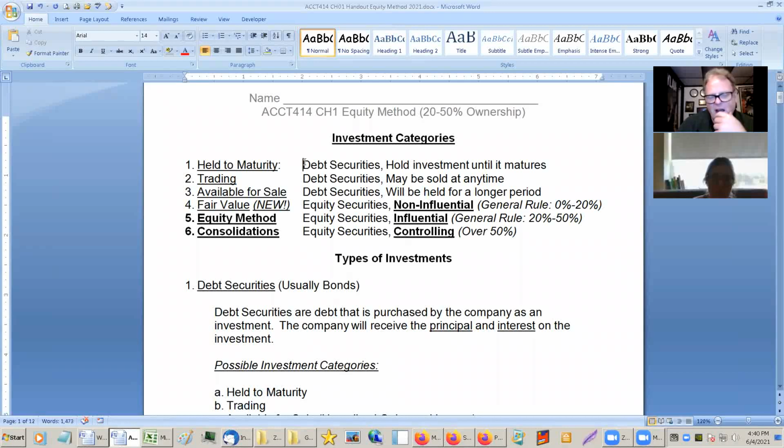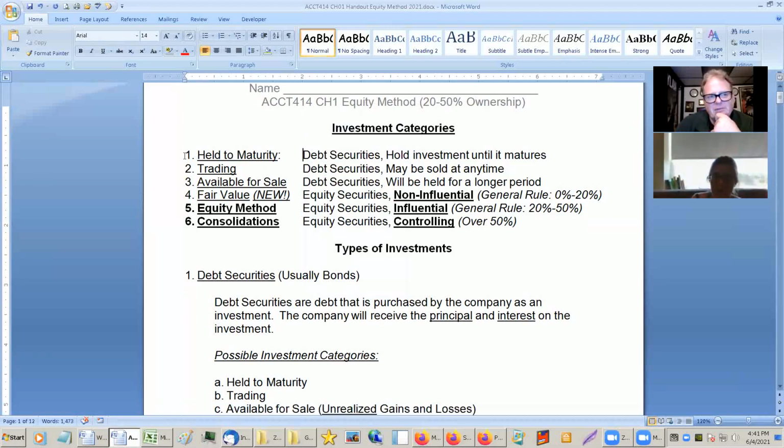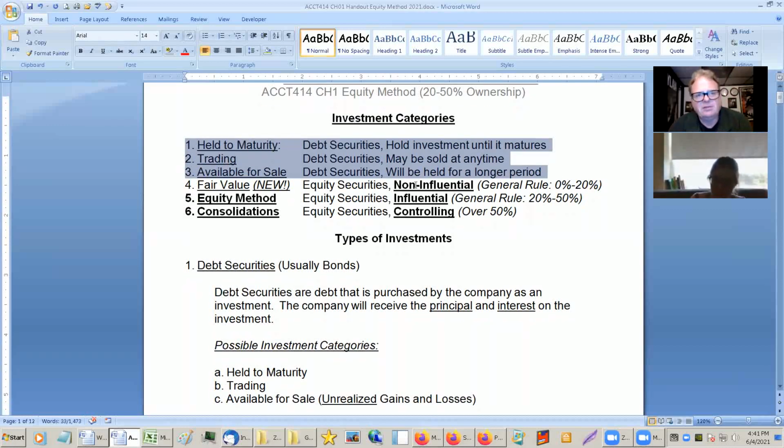Different types of accounting for them. And the accounting is different because of, for what we're doing, the ownership, but also of what kind of item it is. Okay. They've actually kind of cleaned this up a little bit, but the categories, the first three we have there are for debt securities.